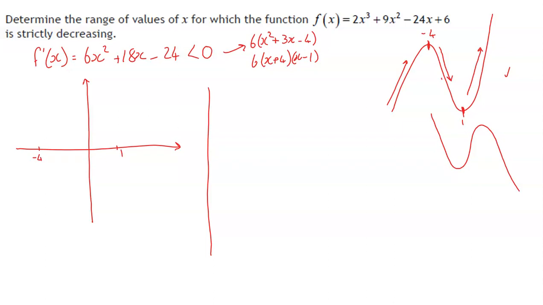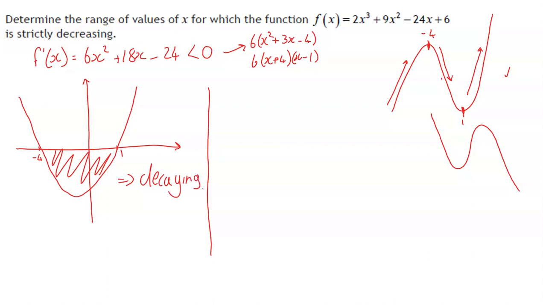Now if I then sketch it, my quadratic is going to do something like that. So what that then means is here, between negative 4 and 1, my derivative is always negative. So I have a negative rate of change, i.e. a negative acceleration or speed, so it's going to be strictly decreasing. So I can say, therefore, it's decreasing. So I've shown it graphically.